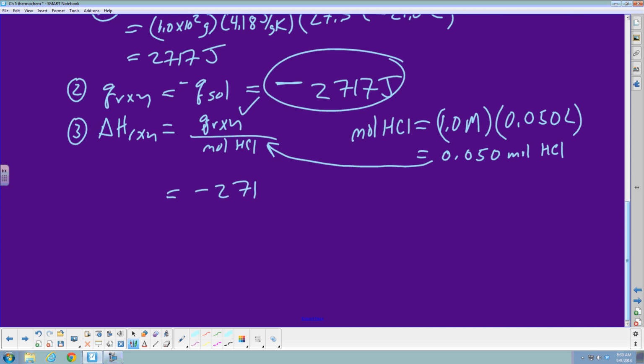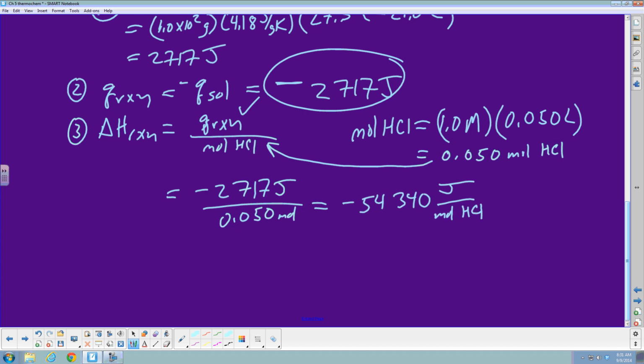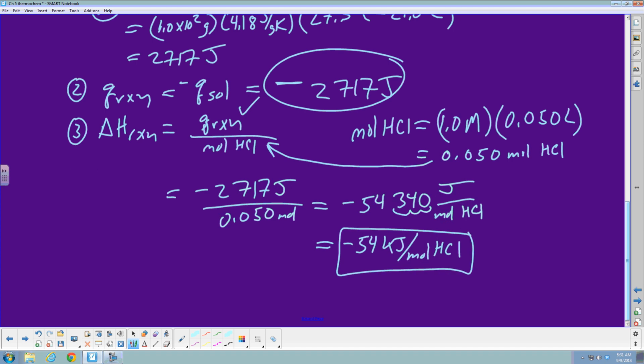Negative 2717 joules divided by 0.050 moles, and that gives me a negative 54340, and this is in what? Joules per mole HCl, but we want that in terms of kilojoules, so I divide this by 1,000, and there are how many sig figs? 2, so I'd have a negative 54 kilojoules per mole of HCl. Hey, that's a piece of cake. Who said this stuff is hard?